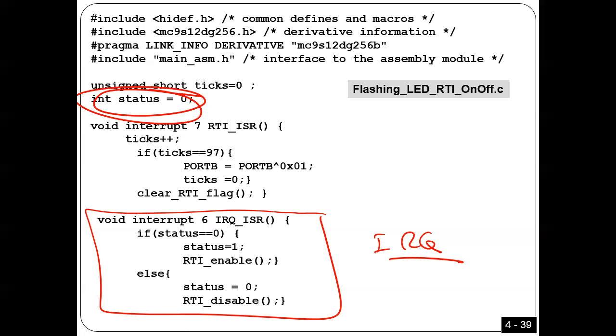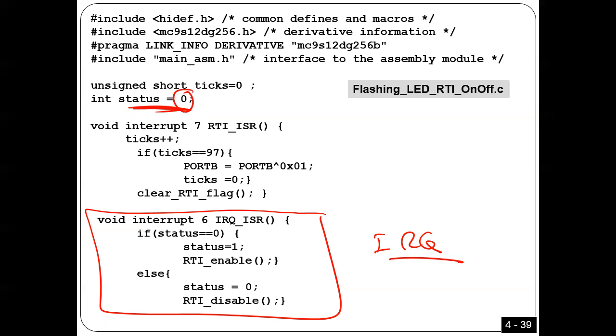This variable should tell me if flashing is on or off, if RTI is enabled or not. If RTI is enabled, I'm going to disable it; if disabled, I'm going to enable it. That's exactly what it is. Look here, guys. In the very beginning I'm going to put 0, because it is enabled. So 0 means it is enabled.